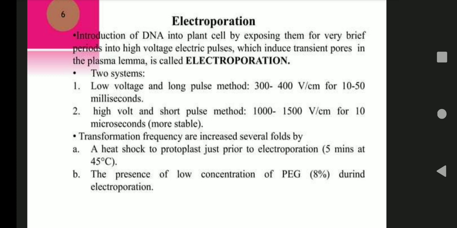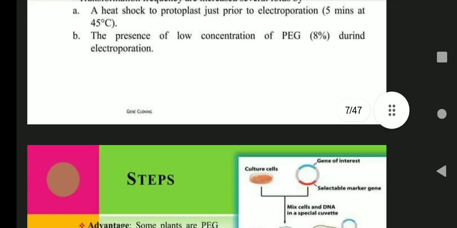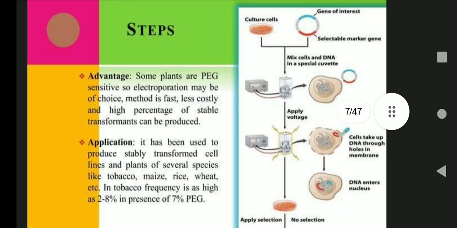Heat shock is given to the protoplast prior to electroporation, that is 5 minutes at 45 degrees centigrade, along with the presence of a low concentration of polyethylene glycol during the electroporation technique. Here we can see the diagram: the gene of interest is incorporated into the plasmid, and it is added to the culture cells. The plasmid and the cells are mixed together, and when the electric voltage is applied, it alters the permeability. The cells take up the DNA through the holes in the membrane so that the DNA enters the nucleus.